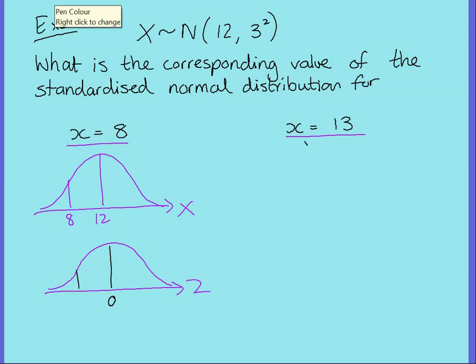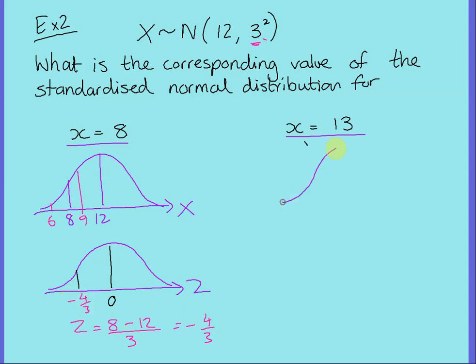If I was to look at the standard deviations, I know it's 3 from up here. So if I go 3 down, I get to 9. If I go another 3 down, I get to 6. So I'm expecting this value to be just below 1 standard deviation below the mean. So let's work it out. My z value is equal to my observed value minus the mean, which was 12, over my standard deviation, which is 3. That equals minus 4/3 or minus 1.3 recurring standard deviations below the mean. We do the same with this one. I'm just going to draw these two again.